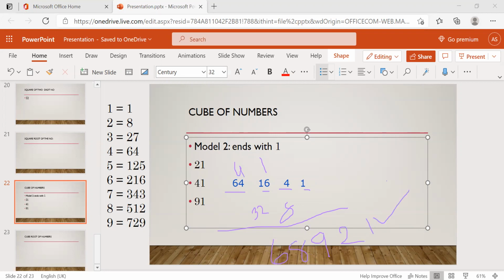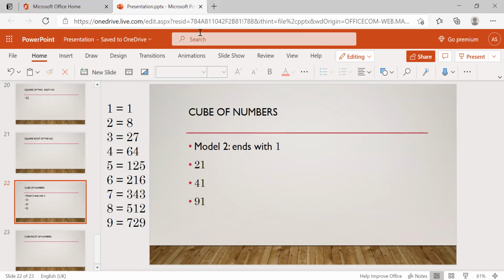Okay, hope you understand, guys. Then we just find out 91, and if you have any difficulty, just raise your hand after the class. Okay, then we'll go for the third model, model number 3.